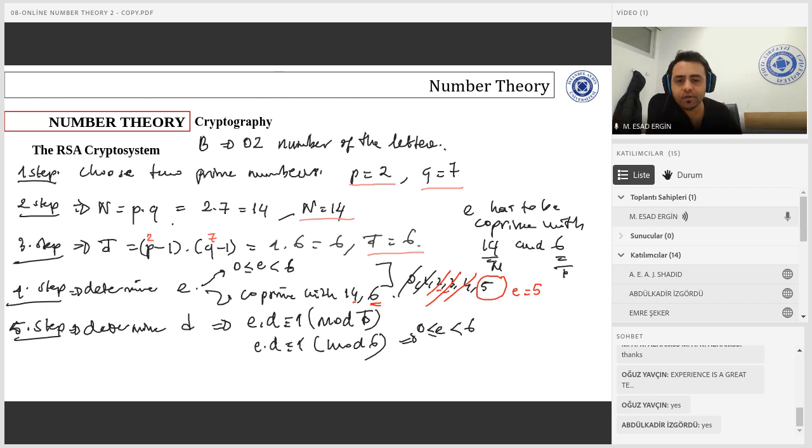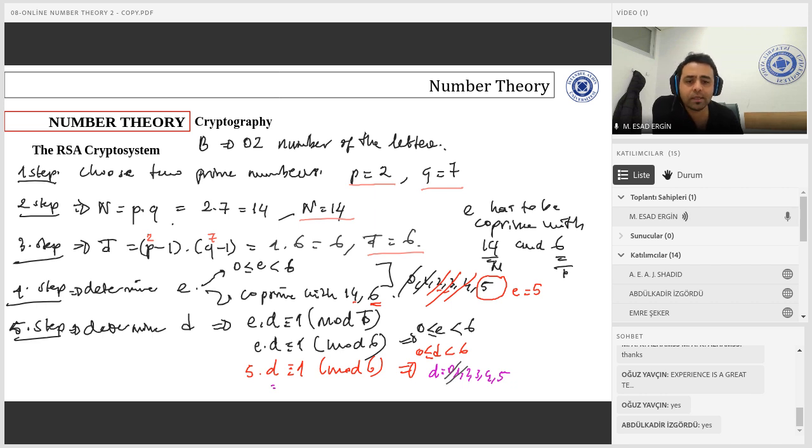That's great. Now we know that E equals 5, and we are trying to find D, which is 1 in modulo 6. So we know that D has to be between 0 and 5, as modulo is 6. So what should D be here? D should be 0, 1, 2, 3, 4, or 5.